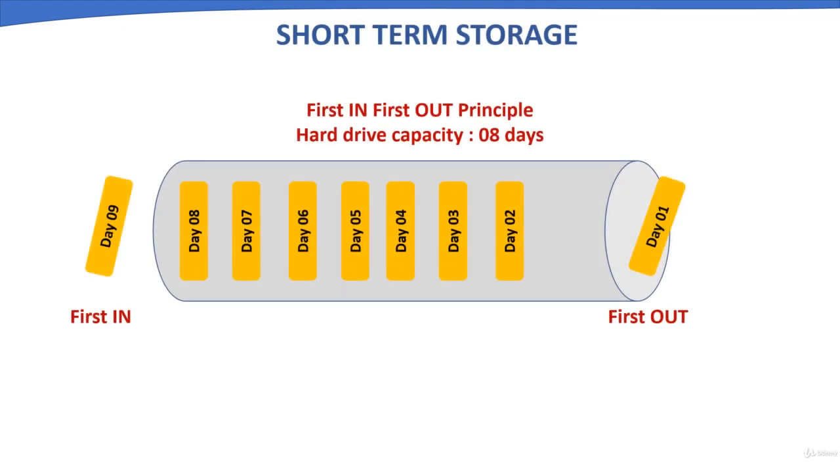Short-term storage. Short-term storage is the recycling of the available storage space using the first in first out principle, or called the FIFO principle. In other words, if the recorder has a drive capacity to store only 8 days, then on the 8th day, the recording done at day 1 would have been erased from the hard disk, giving place to record the video footage of day 9.